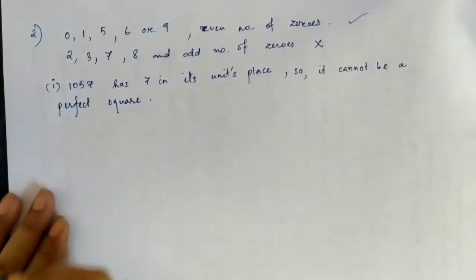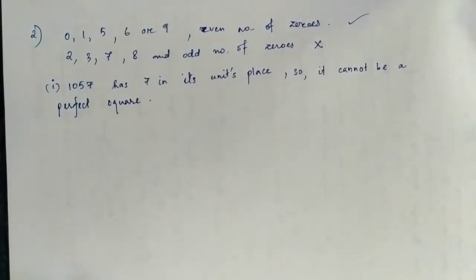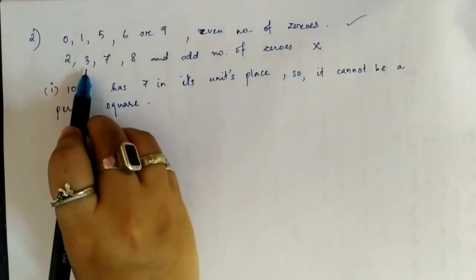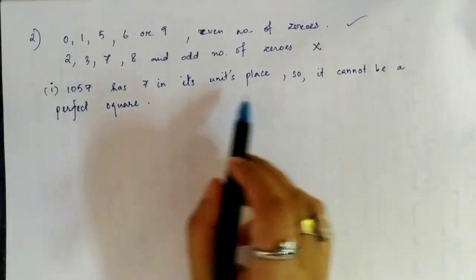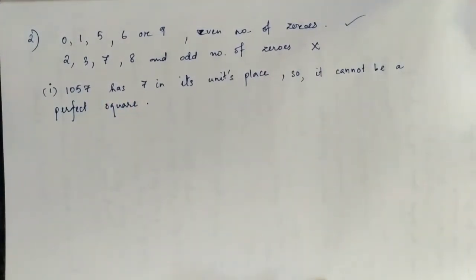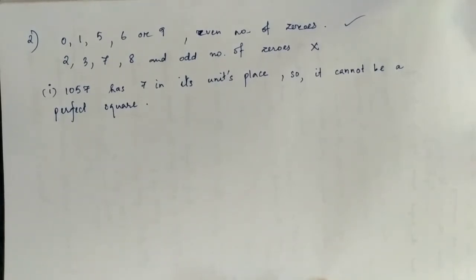Similarly, if you see the question with the number 3, it has the digit 3 in its units place, so you can write that it has 3 in its units place digit, so it cannot be a perfect square number. You can write it that way. It can be the same for the other questions.